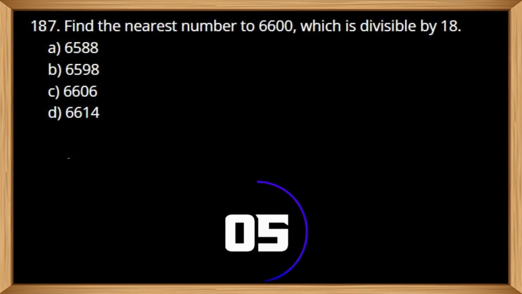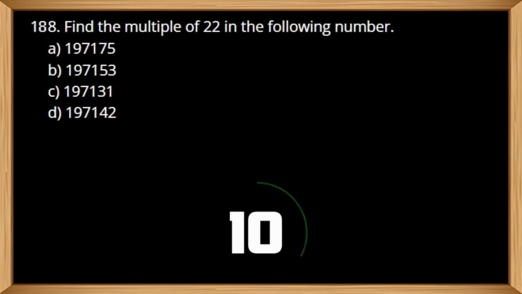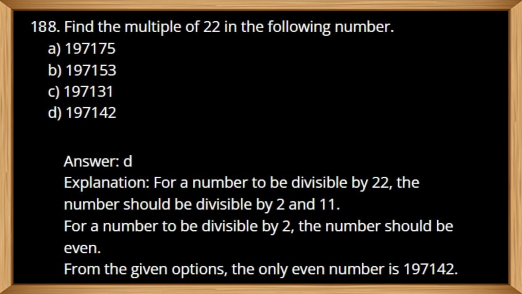Find the nearest number to 6600 which is divisible by 18. Option C 6606. Find the multiple of 22 in the following numbers. Option D 197142.